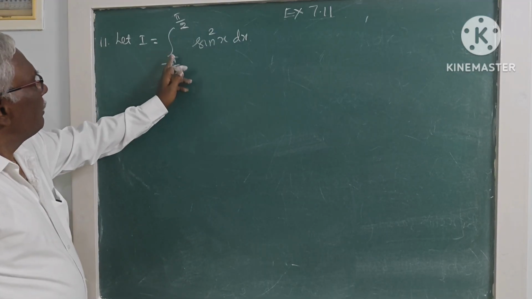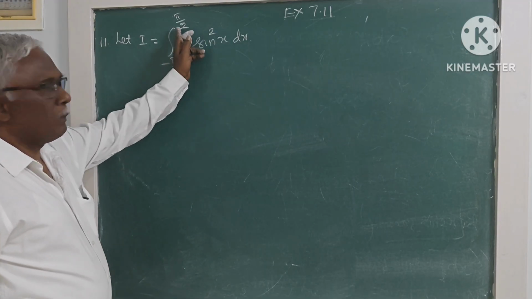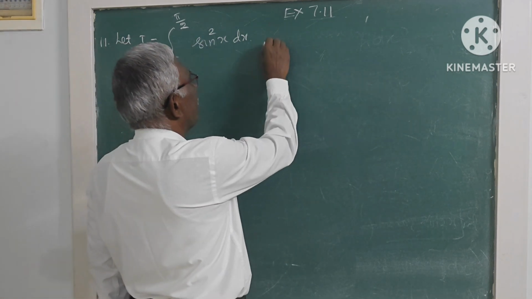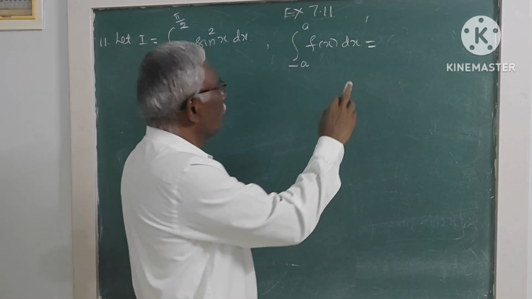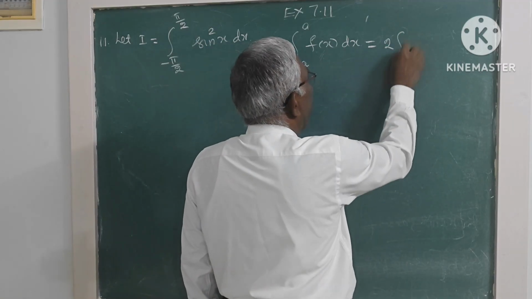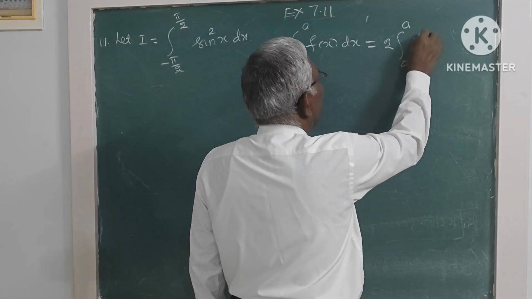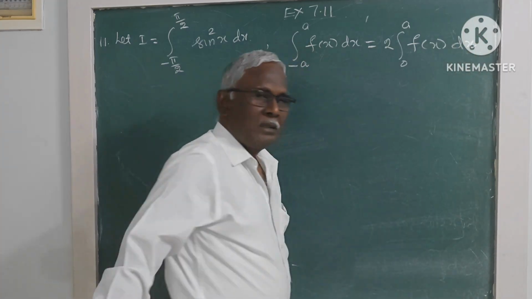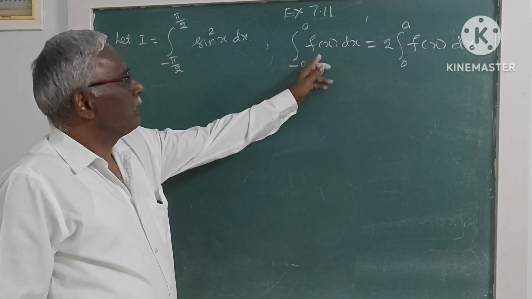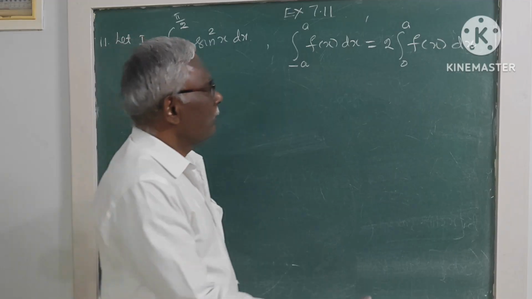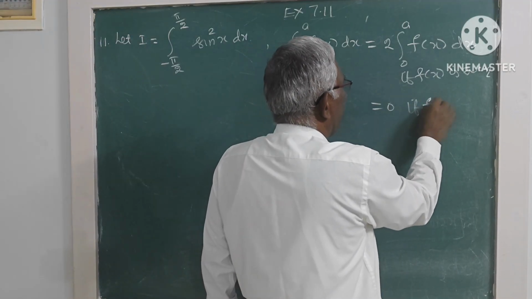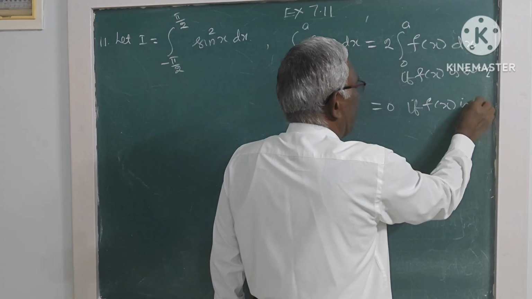This is in the form of integral minus a to plus a f of x dx form. This is in the form of integral, 2 times 0 to a f of x dx, when f of x is even. Otherwise it is 0 if f of x is odd.